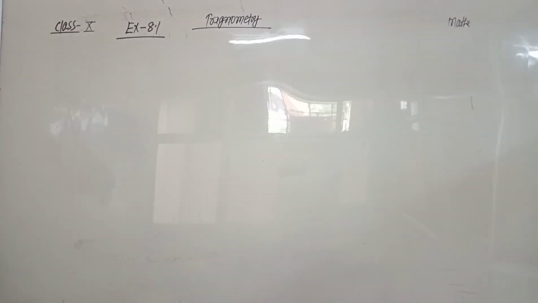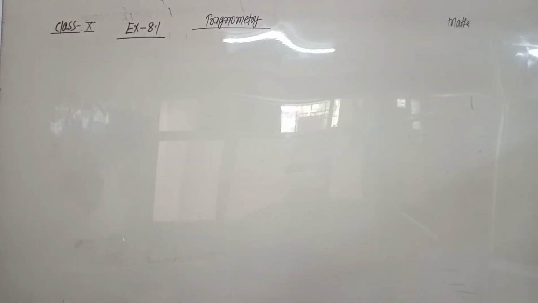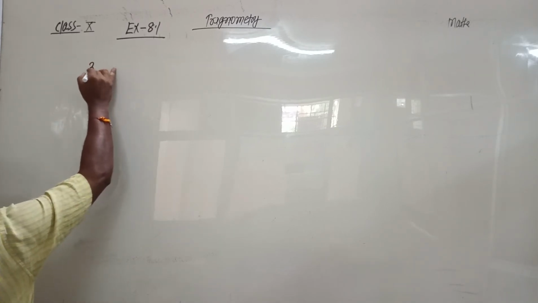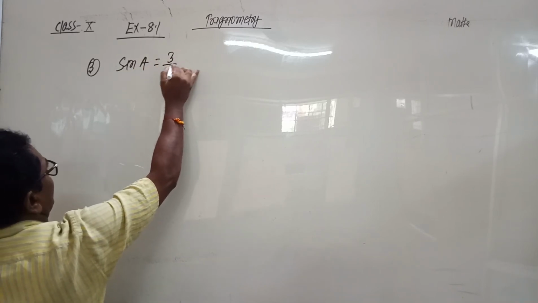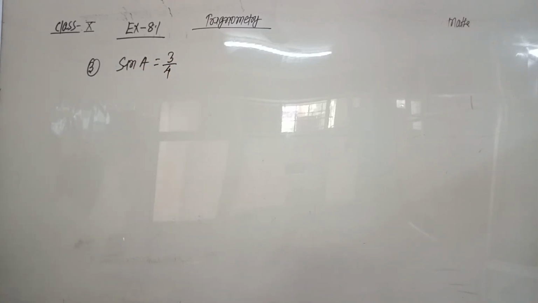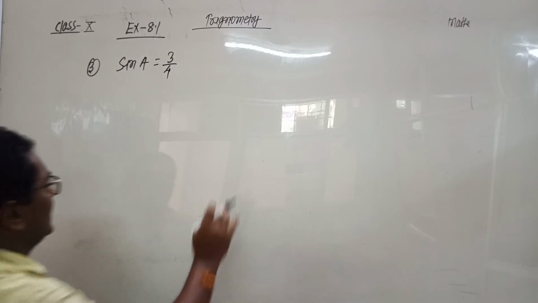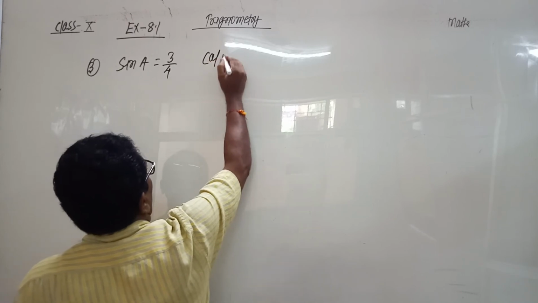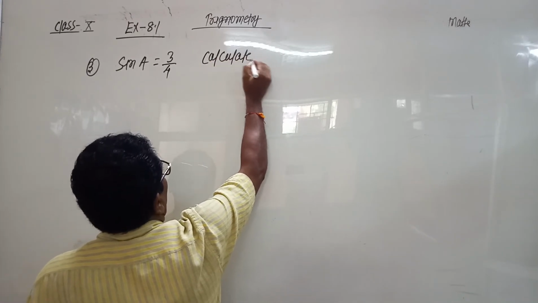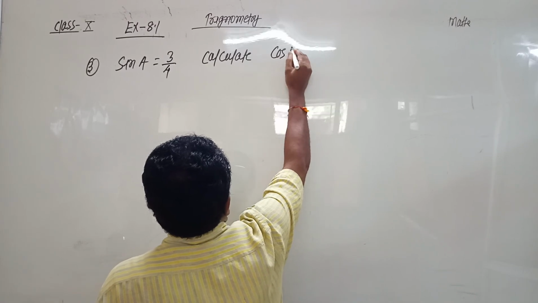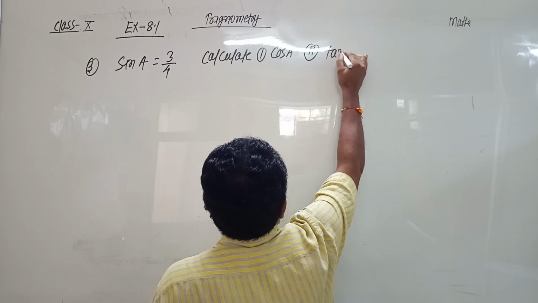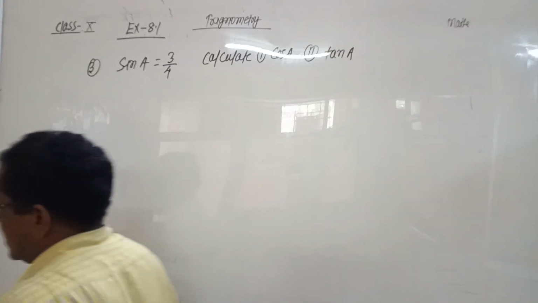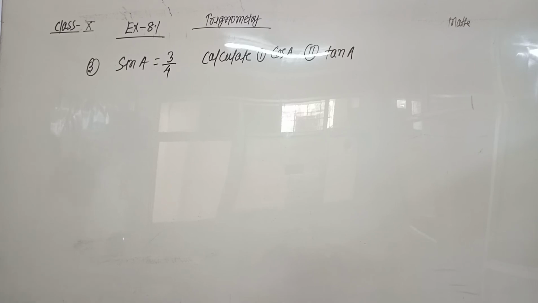Now question number 3. Sin A equals 3 by 4. We are given the value of sin A, 3 by 4, and we have to calculate the value of cos A and tan A.